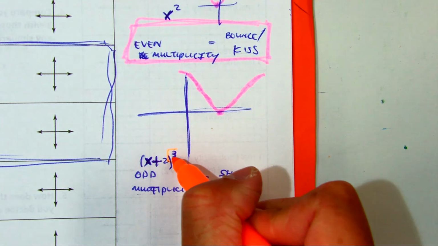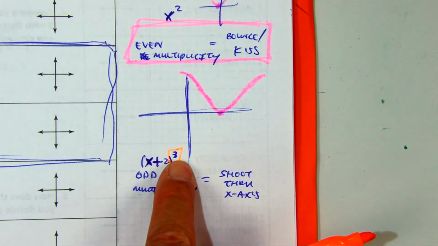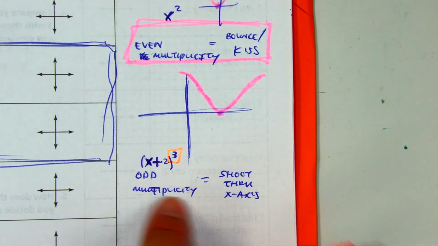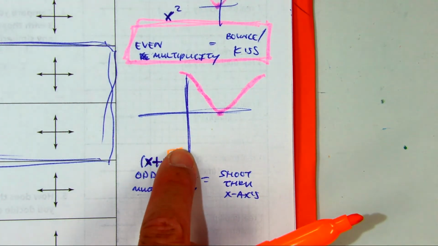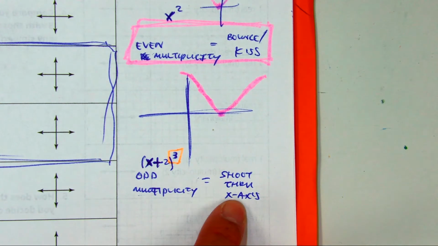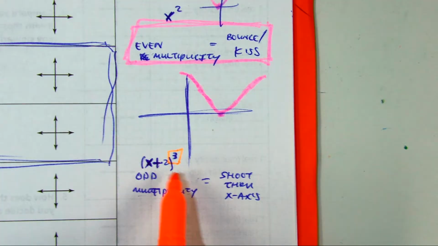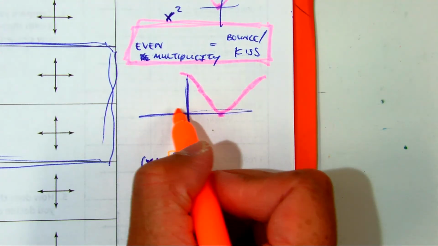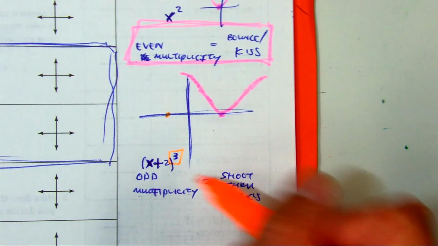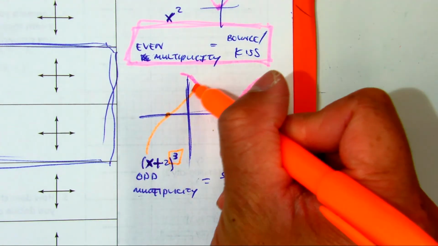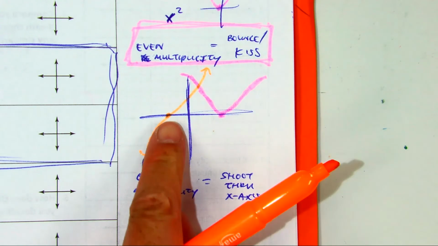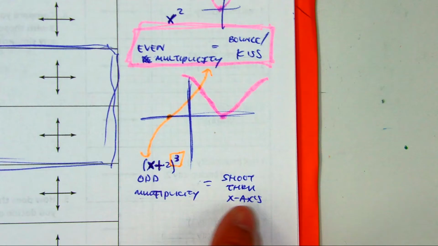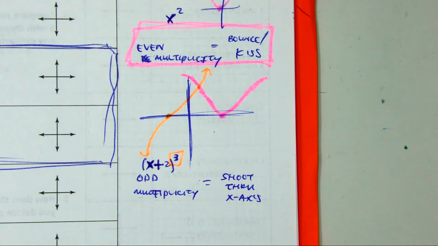Even or odd? So this is an odd multiplicity. The multiplicity is just the small number at the top right. And you're going to shoot through the x-axis. So in this specific example, adding to x, you're going to go left. This is a transformation of left 2, at negative 2. And it's going to shoot through the x-axis. Do you see that? So it's going to shoot through.